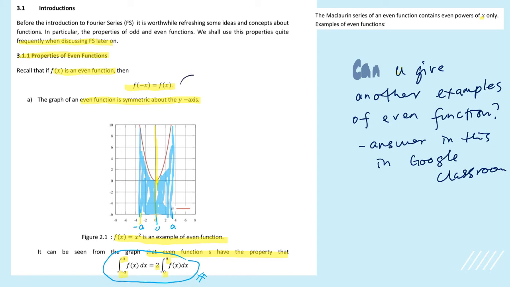For these properties, for example, f(x) equal to x squared is an even function. So if you have minus x, you will have minus x squared, which is equal to x squared, which is f(x). So for all even functions, the property holds.